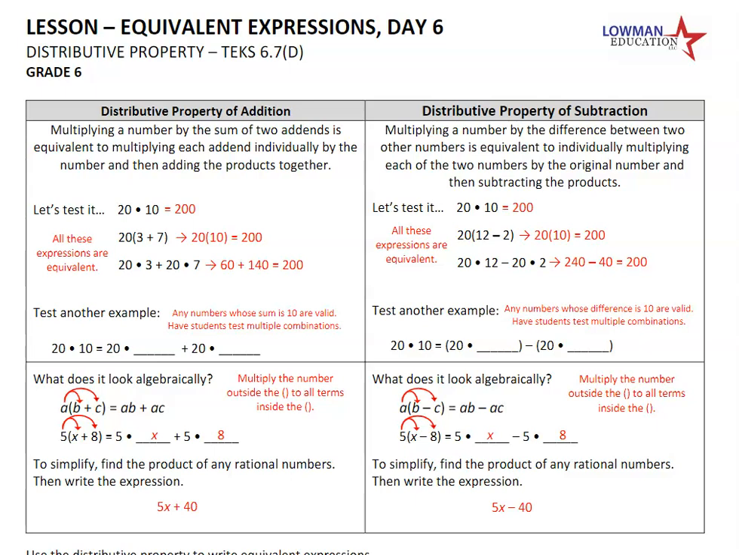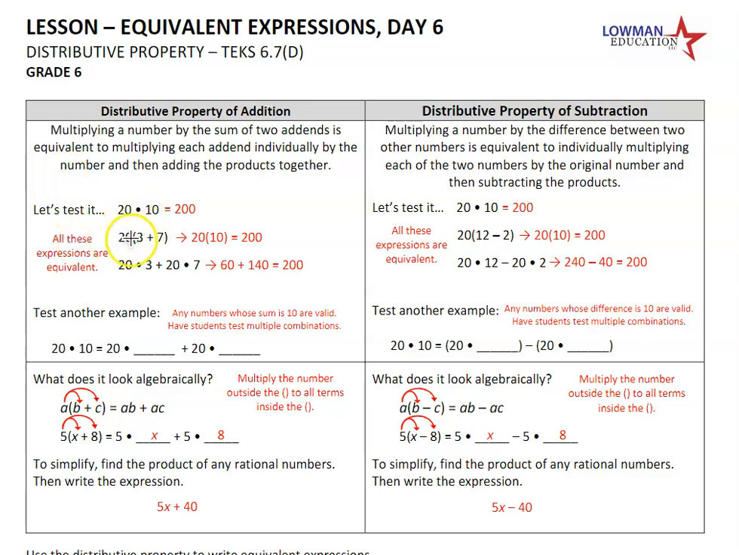So first let's discuss the distributive property of addition. When multiplying a number by the sum of the two addends, so that's just the sum of the two numbers, it is equivalent to multiplying each addend individually by the number. So let's break that down. You know that 20 times 10 is going to be 200.